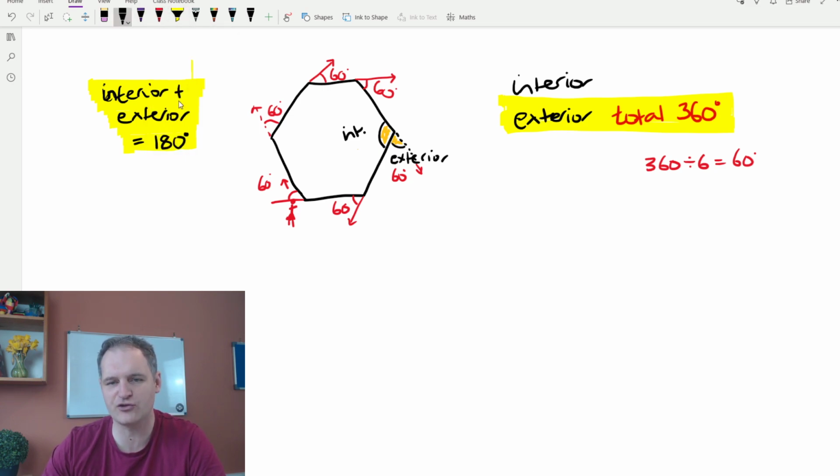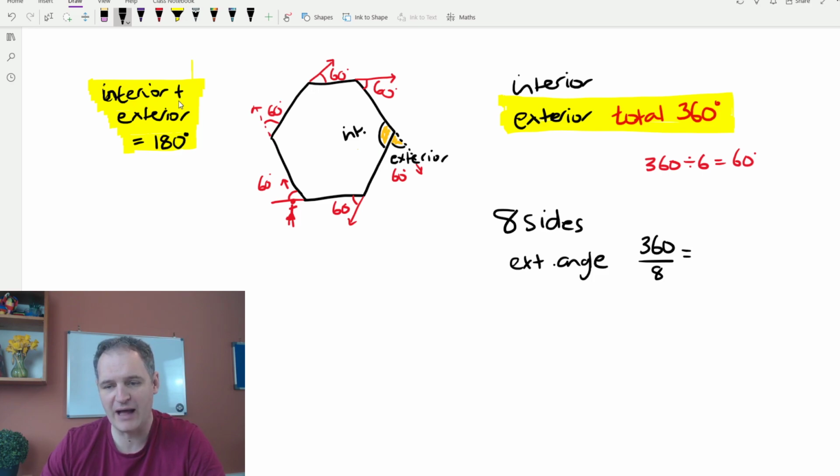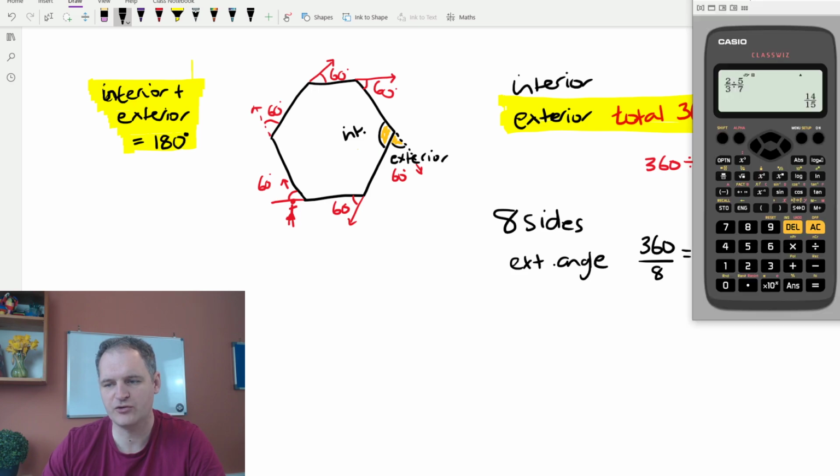So imagine Lars has just said 8 sides. If it's 8 sides, we can work out what the exterior angle is by remembering they always total 360. So we're going to take 360 and divide it by 8. And that, I know, is 45. If you're not sure, just use your calculator. 360 divided by 8 equals 45. So there you go.